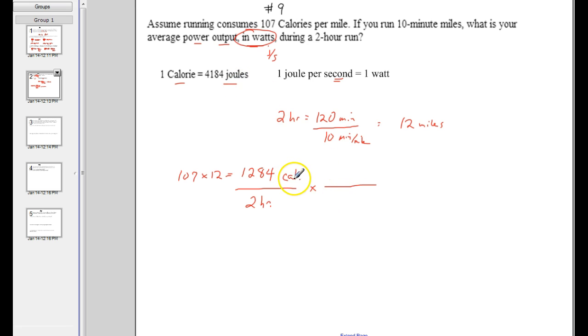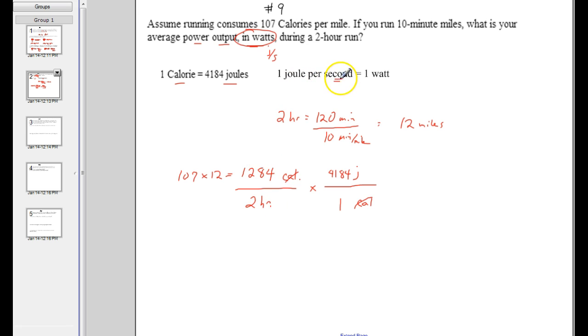So calories is in the numerator, so down here calories is going to be the denominator. Right? There are 4,184 joules, so I'm going to put a J up here, and then the 4,184 goes up top for 1 calorie. Right now calories are gone. Okay, so I have joules per hour right now.